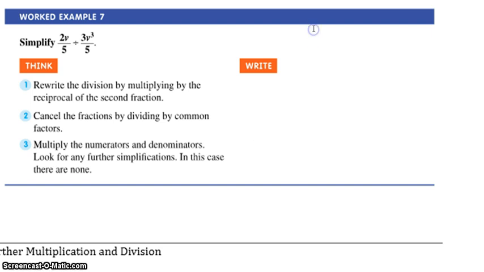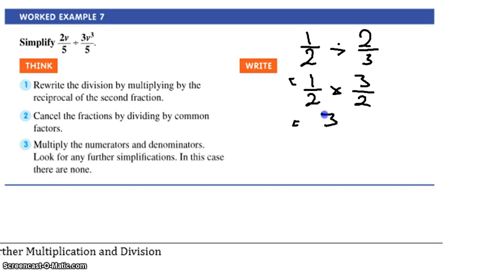If you had a pen that worked, that would be really handy. If you had 1 over 2 divided by 2 over 3, the way you do that, you should remember this. You should do 1 over 2 times the reciprocal, which is 3 over 2, which you would then solve as being 3 over 4. Okay, so that's how we do it.